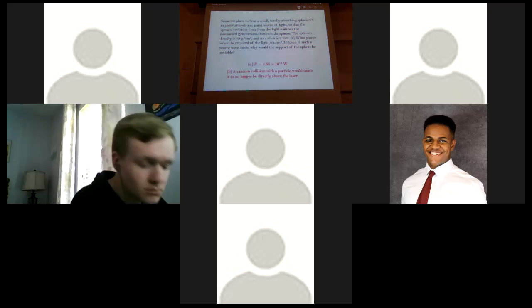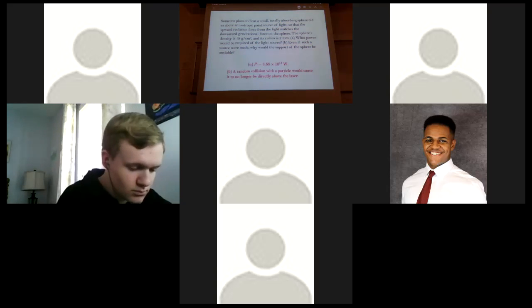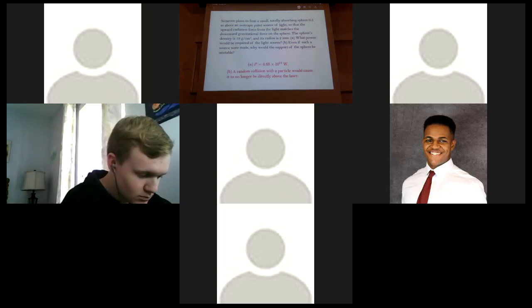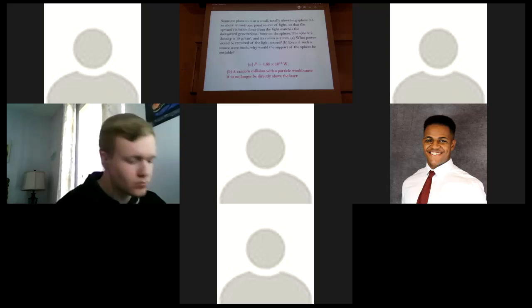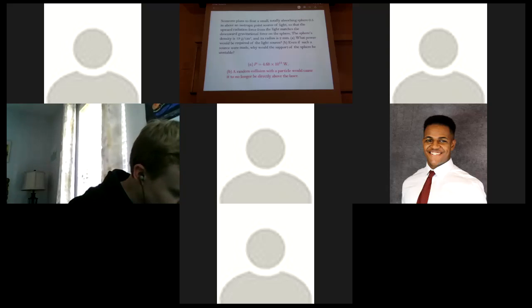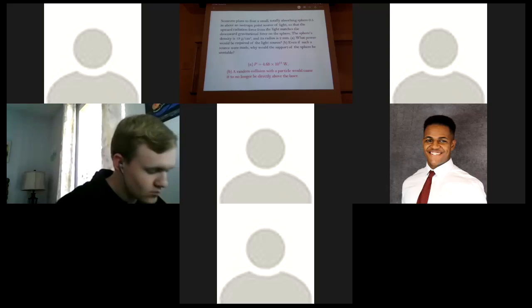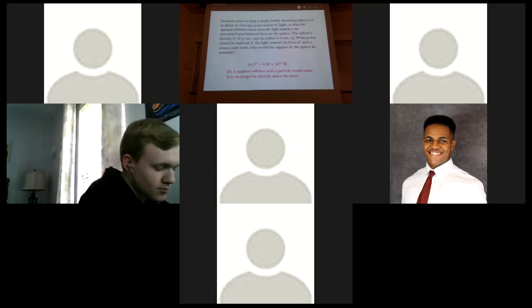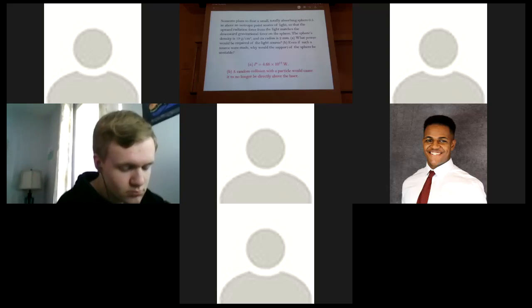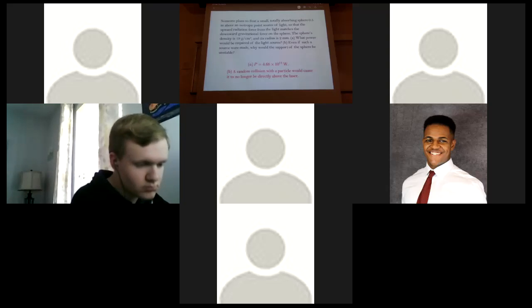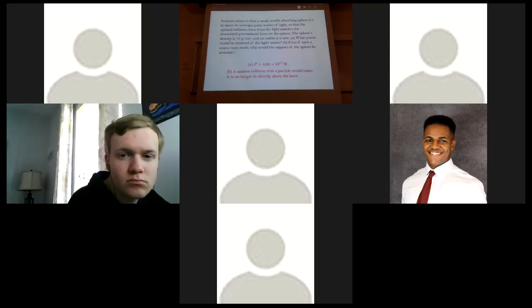So this says that someone plans to float a small, totally absorbing sphere 0.5 meters above an isotropic point source of light, so that the upward radiation force from the light matches the downward gravitational force. The sphere's density is 19 grams per centimeter cubed, which means that's 19,000 kilograms per meter cubed, and a radius of 2 millimeters. I want to know, what is the power required for the light source? And then even if such a source were made, why would the supports of the sphere be unstable? We'll deal with that in just a second.